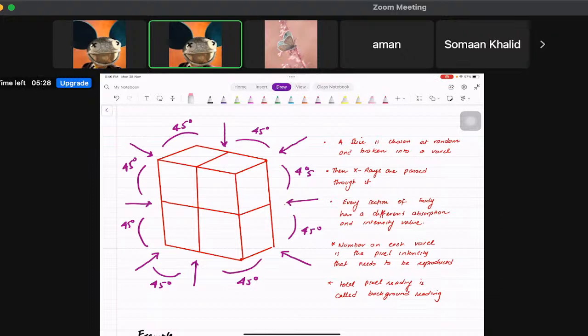Now CT scan is the easiest topic of all A levels, because it requires basically nothing at all. So I'll show you how to solve these questions, and you'll be very, very happy actually.